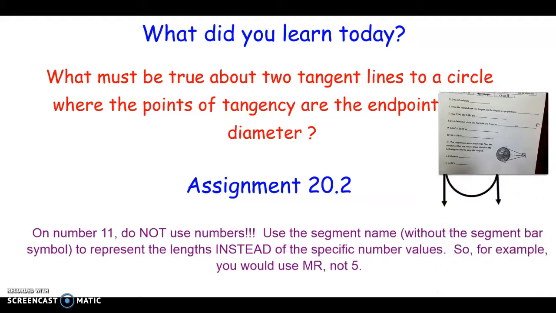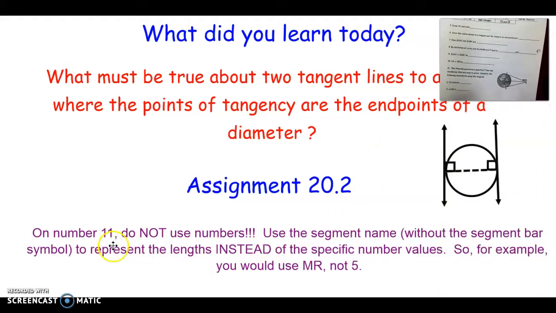On your assignment tonight, 20.2, one note that you need to make is on number 11, you are not using any numbers. You're using segment names. And so you're not going to use the segment bar as a symbol over it because you're actually representing their lengths instead of a specific number value. So for example, you would use MR, no segment bar, instead of the number 5. So no numbers in number 11.